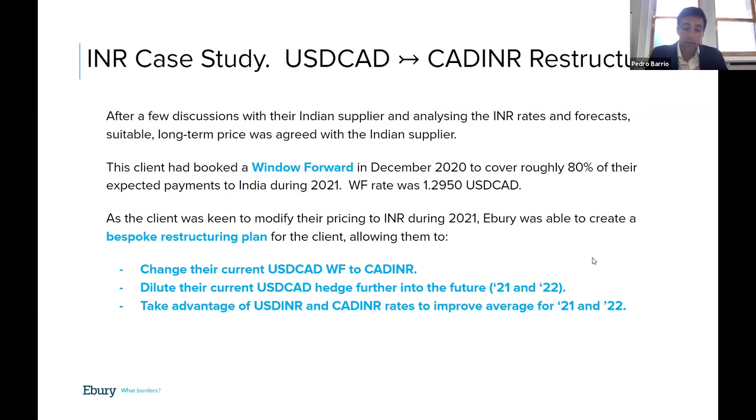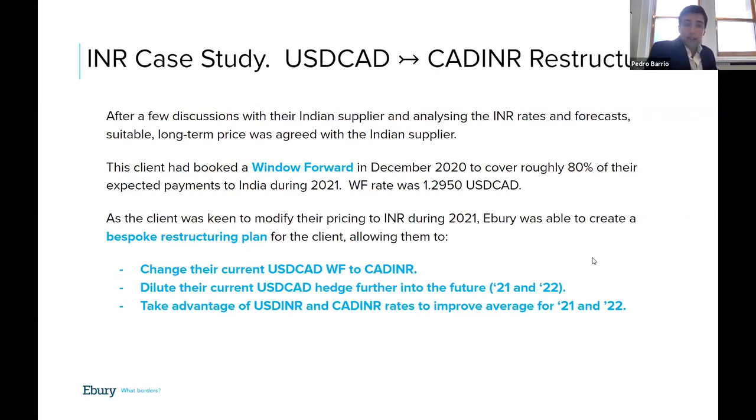So what we did from Ebury is create a bespoke restructuring plan for the client, whereby we allowed them to transfer that USD CAD contract over to CAD INR so that they could still use it with this same supplier. And at the same time, we tried to build it in a way that their current USD CAD hedge that they had at 129.50 could be transferred further into the future. Instead of just for 2021, transferring part of that hedge over to 2022.